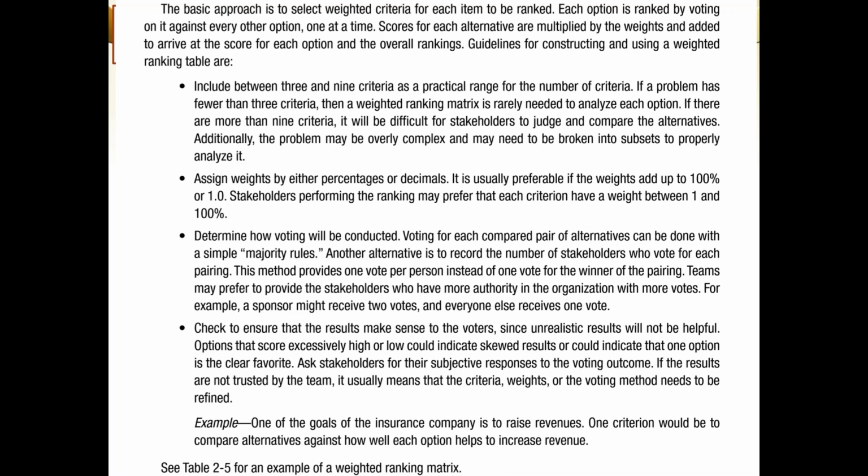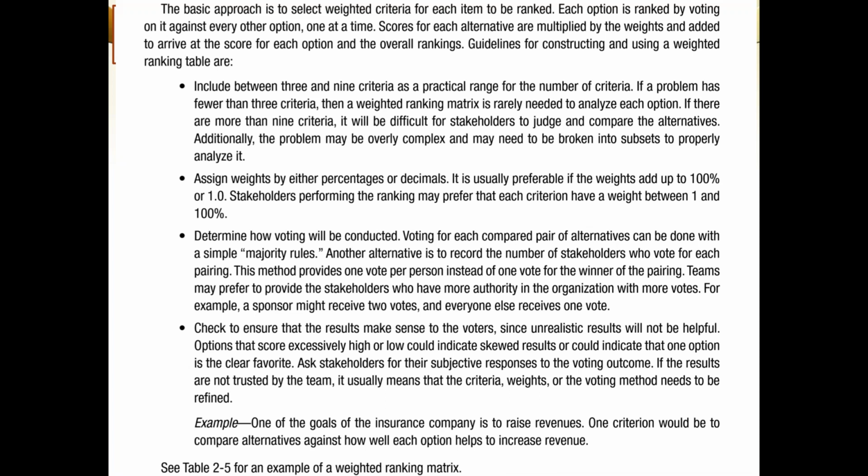rule. Another alternative is to record the number of stakeholders who vote for each pairing. This method provides 1 vote per person instead of 1 vote for the winner of the pairing. Teams may prefer to provide the stakeholders who have more authority in the organization with more votes. You can also assign weightage to the stakeholders, saying this is a very important stakeholder, he is equal to 3 stakeholders otherwise. So you can also assign weightage to their votes. For example, a sponsor might receive 2 votes and everyone else might receive 1 vote.